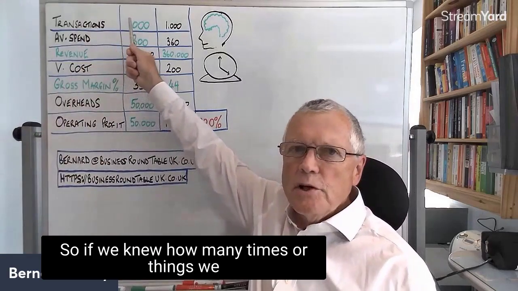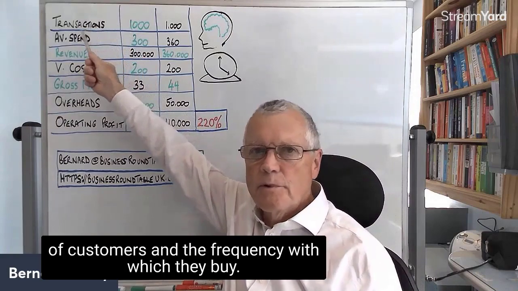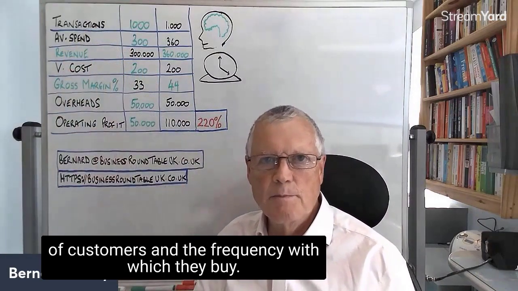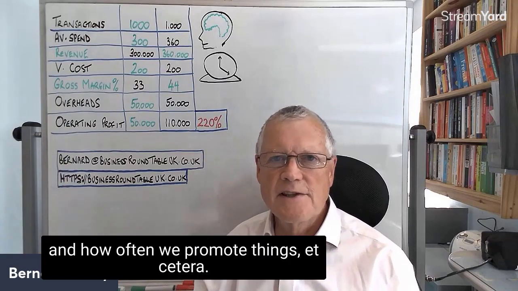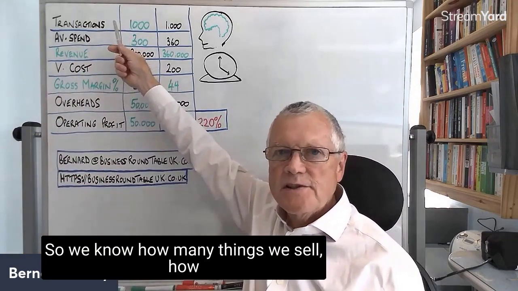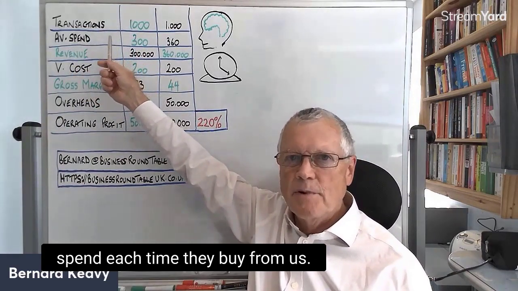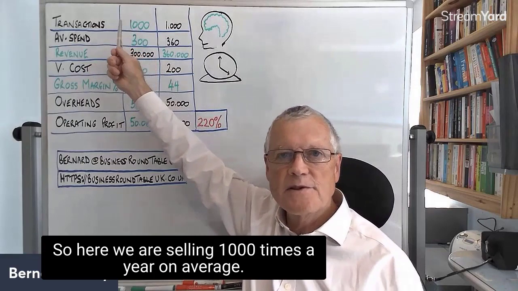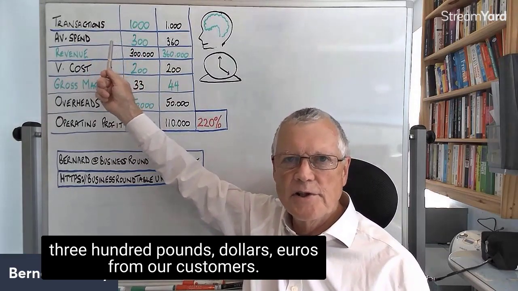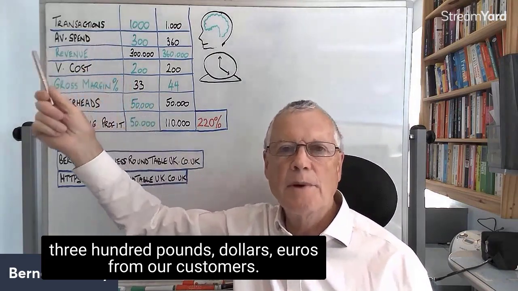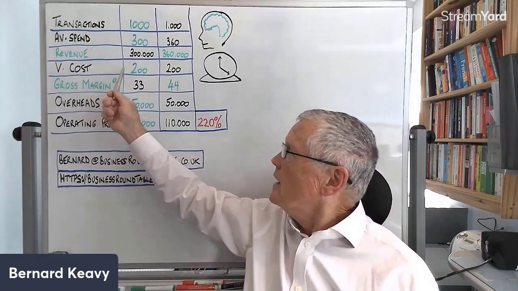So if we knew how many times or things we sell during a year, so that depends on the number of customers and the frequency with which they buy, and then that's driven by our marketing efforts and how often we promote things, etc. So we know how many things we sell, how frequently, and we know how much on average people spend each time they buy from us. So here we're selling 1,000 times a year on average, and each time we sell we're collecting £300, dollars, euros from our customers. So that'll tell us our revenue is 300,000.